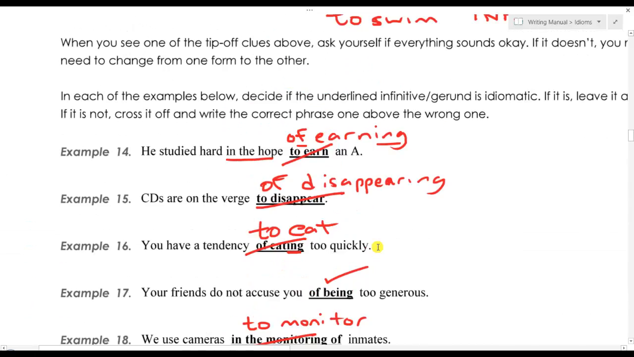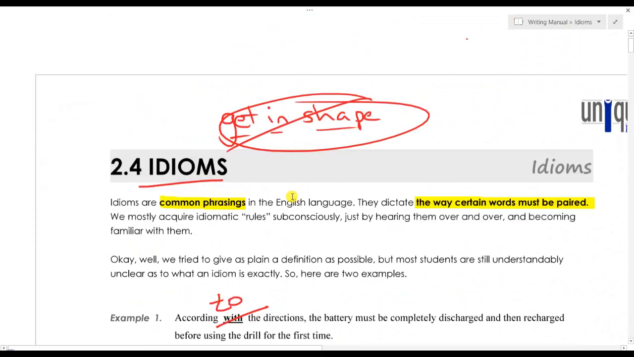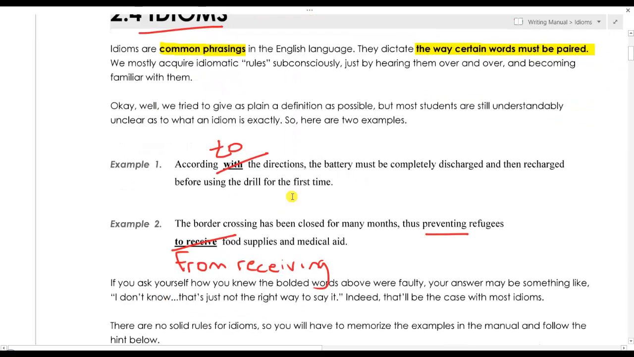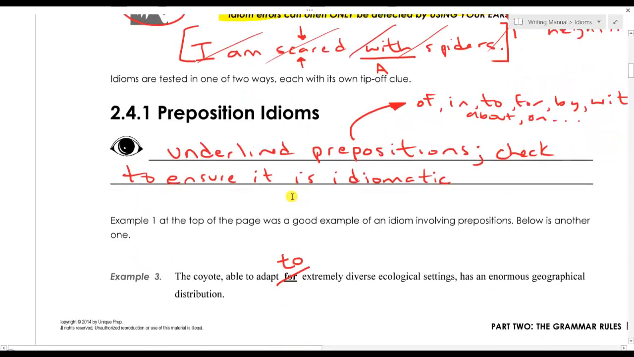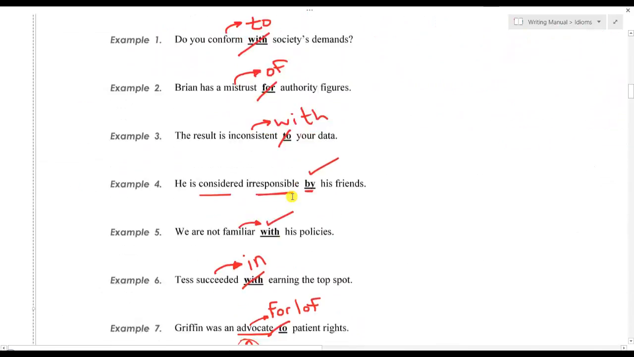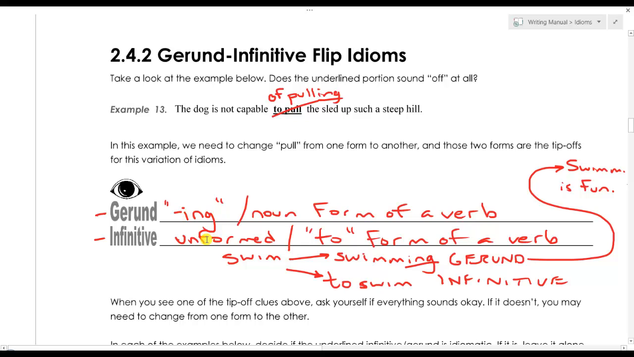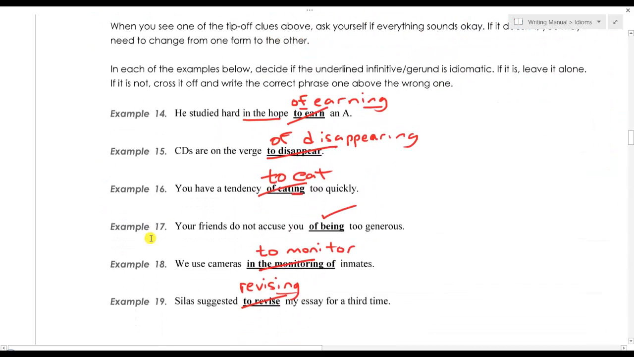Folks, that is it for idioms. Once again, just to review really quickly, remember what an idiom is. It is simply a common phrasing in the language. What you need to concern yourself with on the SAT are prepositional idioms. In other words, whenever you see a preposition underlined, you have to make sure that the correct preposition is being used. When you see a gerund or an infinitive underlined, these are your other type of idioms on the SAT. When you see an ing word, when you see a to plus a verb, a gerund or infinitive, again, you need to ensure that everything is idiomatic.